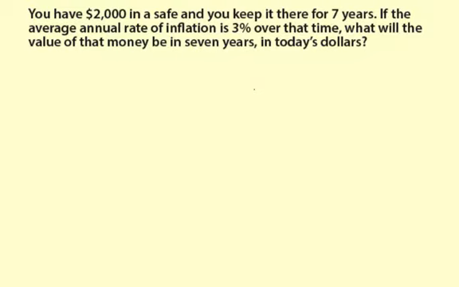And I know it's kind of a weird idea that you're talking about money in 7 years and you're talking about present value, but the key is present value is in today's dollars. Okay, now there's a formula for that. Write down the formula, then explain it.